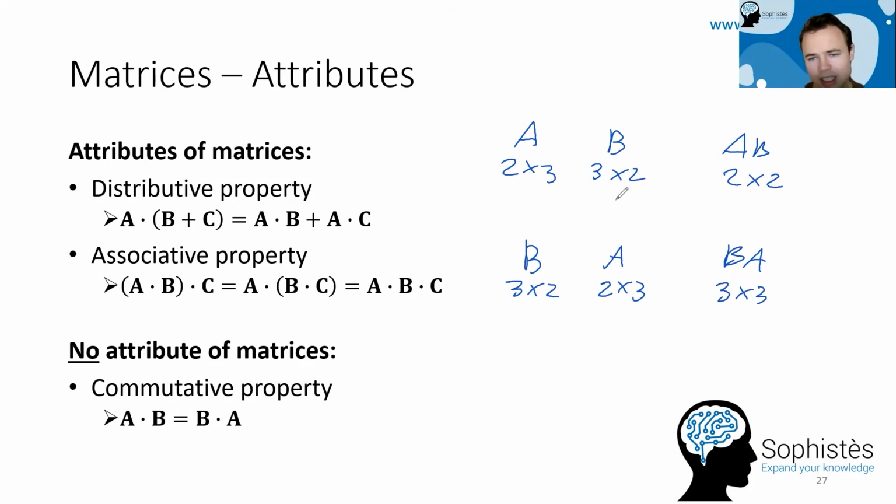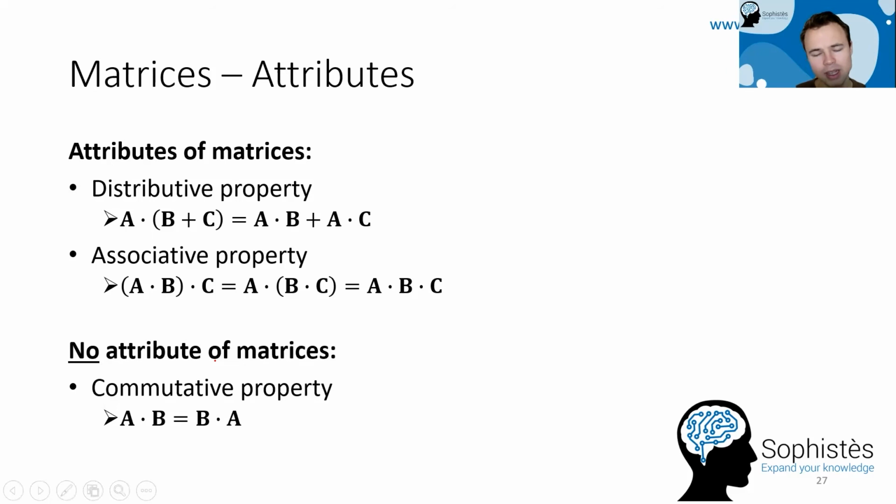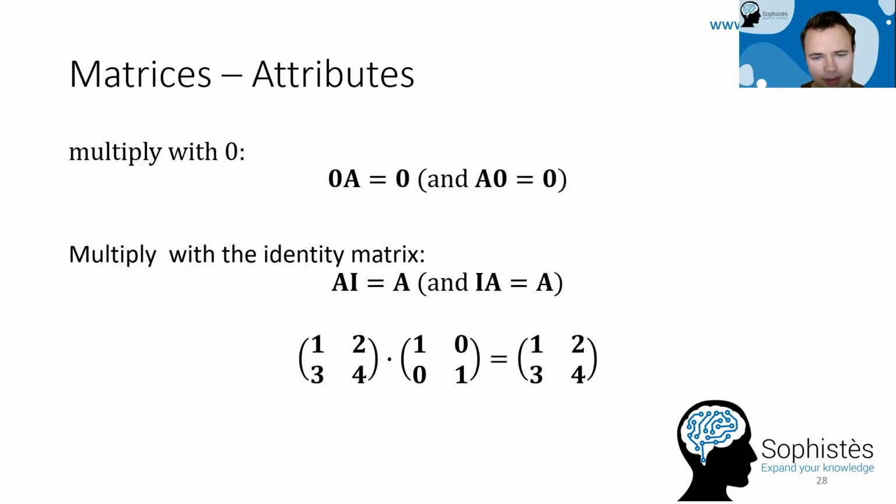What I'm trying to say is the following. The order matters with multiplication. If I do A times B, I get something completely different than B times A. So the order does matter here with matrices. Remember that. And that is pretty important, because the whole algebra rules that you learned in high school change when you apply them to matrices.